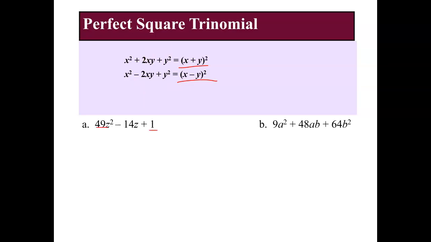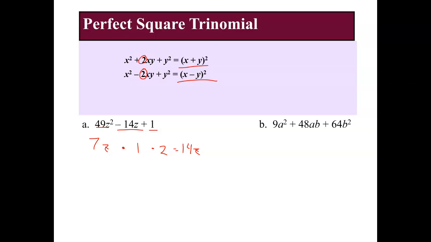We first look and notice, hey, my first and last terms are both perfect squares. If I square root both of these, square root of 49z squared is 7z. Square root of 1 is 1. If I multiply those and then double it, why do I double it? Because that's part of our formula. If that equals my middle term, then we have a perfect square trinomial.